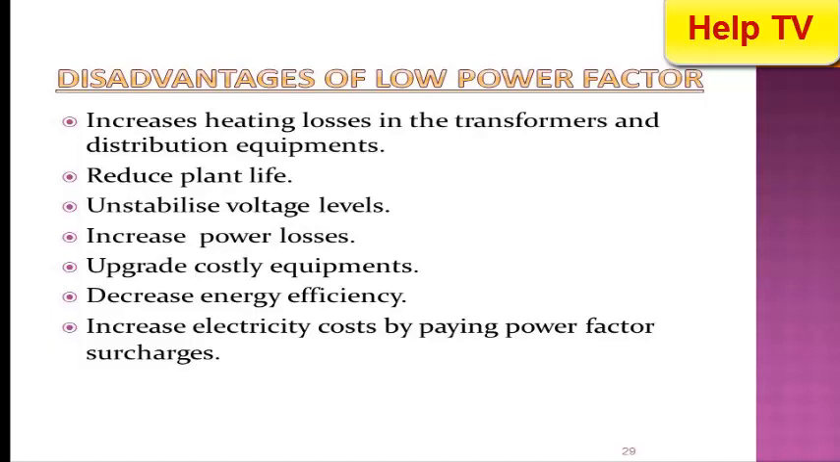Disadvantages of low power factor. Increases heating losses in the transformers and distribution equipment. Reduces plant life. Unstabilized voltage levels. Increases power losses. Upgrade of costly equipment. Decreases energy efficiency. Increases electricity costs by paying power factor surcharges.